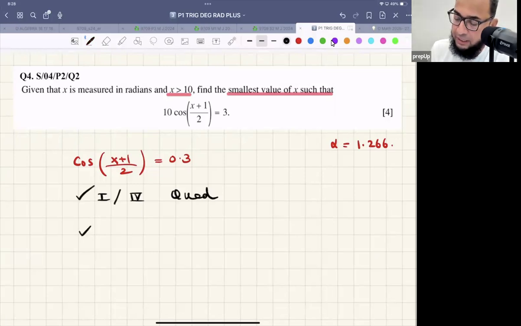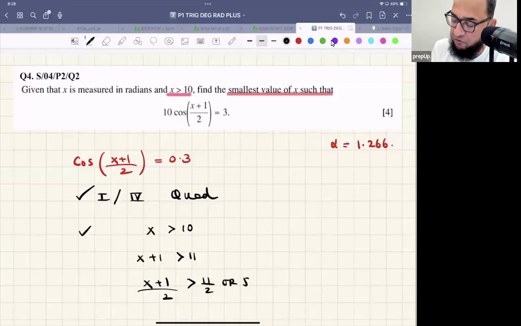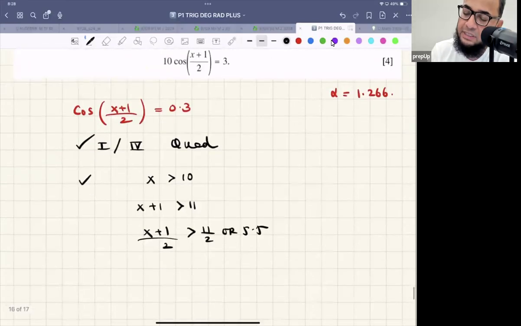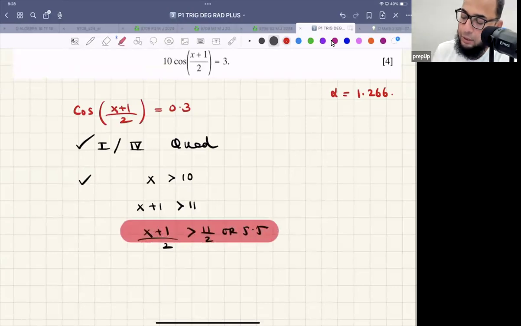Then modification of the range. X is greater than 10, so x plus 1 is greater than 11. 10 plus 1 is 11. Therefore, (x plus 1) divided by 2 is greater than 11 over 2, or 5.5. Let me highlight this range because this will be used later. So (x plus 1) over 2 is greater than 5.5, or x plus 1 is greater than 11. We can use any one of these.